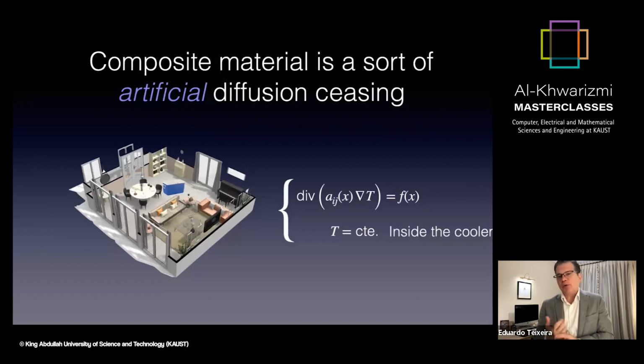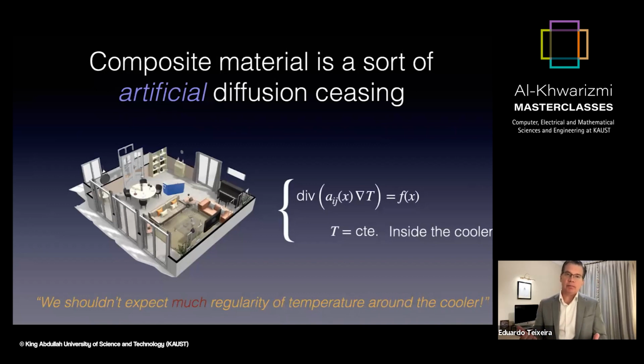And if your cooler is good enough, what you expect is that the temperature inside the cooler will be constant, let's say 0 Celsius. But because you picked the cooler and put it close to you, and that was your decision, not the system's decision, you should not expect much regularity of the temperature around the cooler, because the system had no say on where the cooler should be. This is what I mean by an artificial diffusion seizing. You can see this by understanding the regularity of the solution, of the temperature around the cooler, but in some way it is artificial, and that's why the regularity drops so much. So solutions will just be, in general, Hölder continuous.